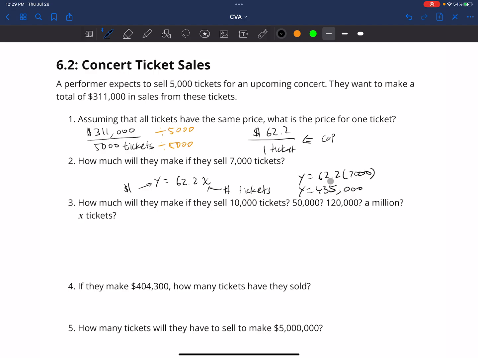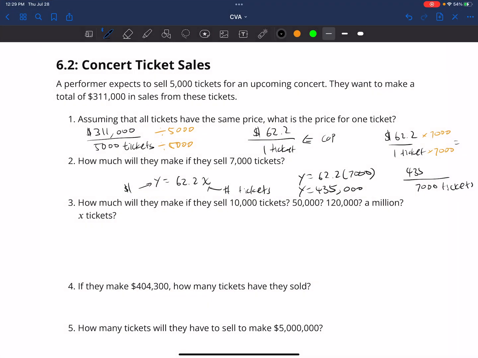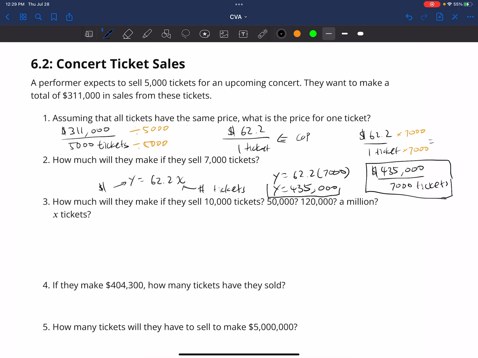So that is the equation, but if you didn't like the equation, you could also check it like this. You could do 62.2 per one ticket, and then we wanted to sell 7,000, so I'm going to multiply by 7,000. 1 times 7,000 is 7,000 tickets, and 62.2 times 7,000 is about $435,000. As you can see, this is the same as the answer right there. $435,000.